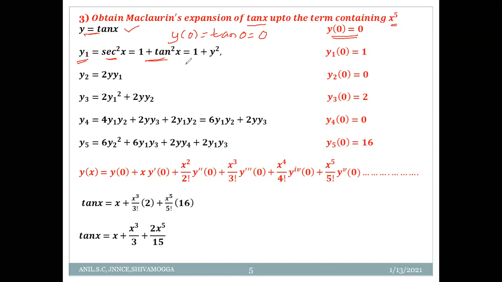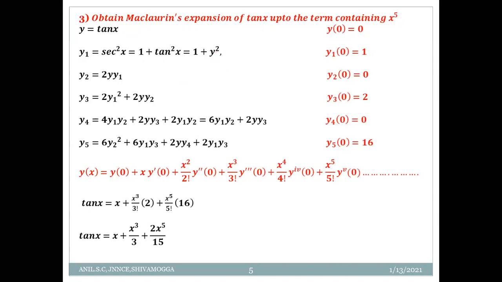Put x is equal to 0. Y1 will be y1 of 0. When x is equal to 0, y1 of x will be y1 of 0. This is equal to 1 plus y square, but y is equal to 0. 0 square is 0. 0 plus 1 is 1. Y1 of 0 is equal to 1.